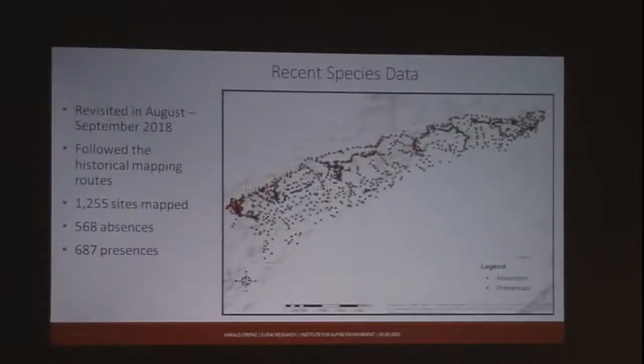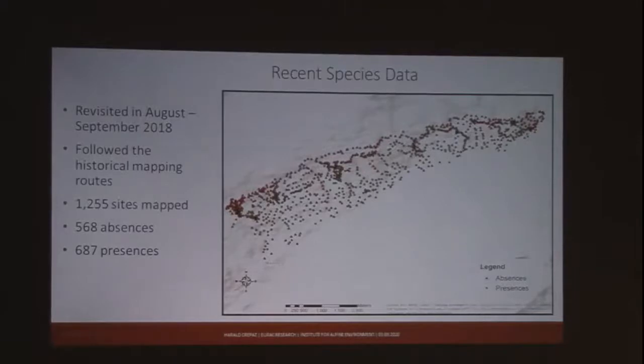After 3 weeks of hard work in the field, I had finished my mapping. In total, I mapped 1,255 sites with absences and presences. In the lower altitudes, I tried to follow the historical mapping routes, but in the higher altitudes it got a bit more difficult due to the steeper terrain, and I tried to follow the contour lines.